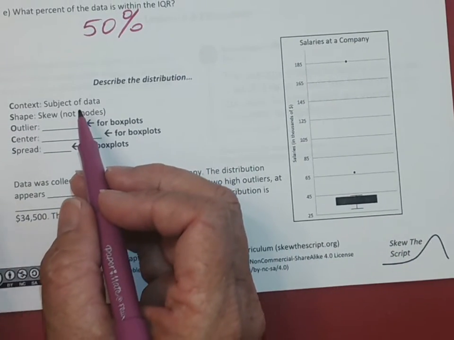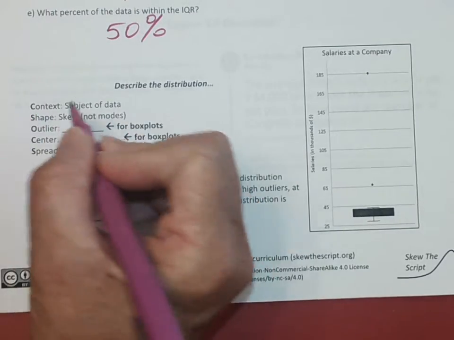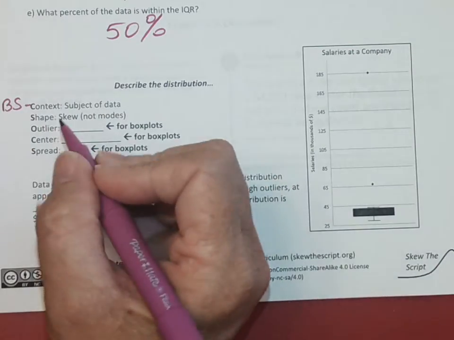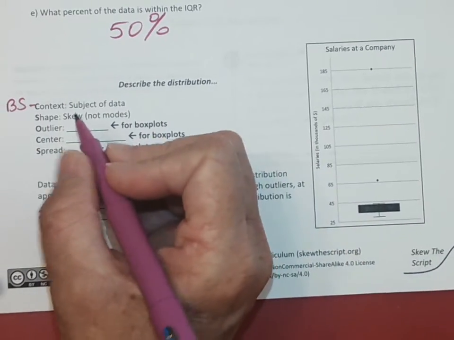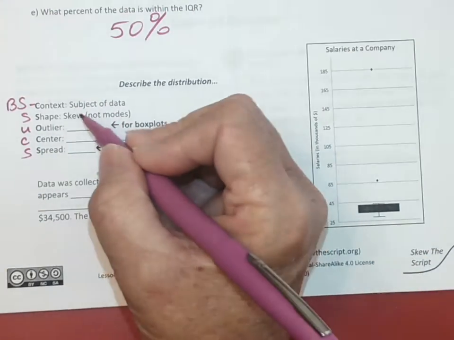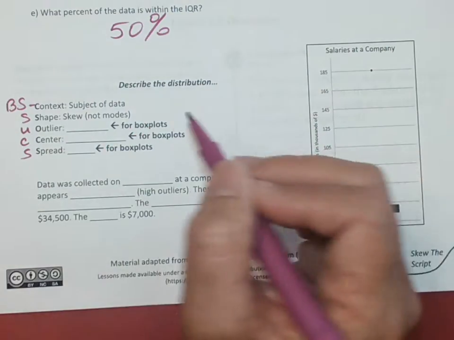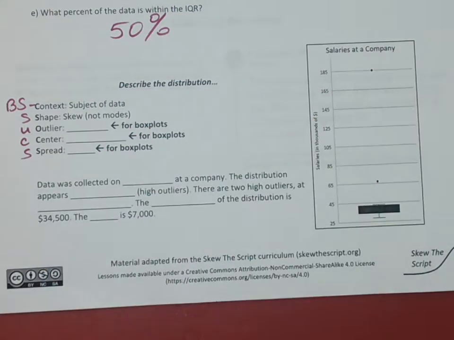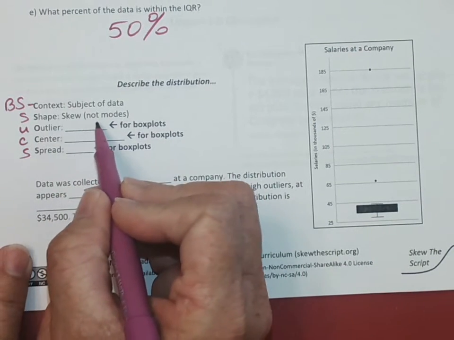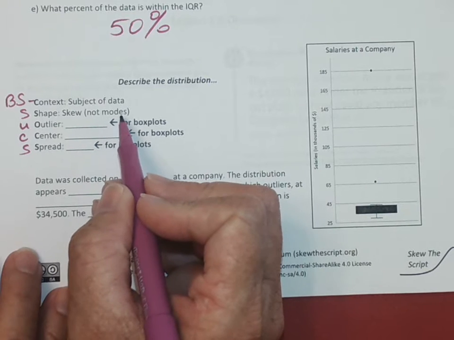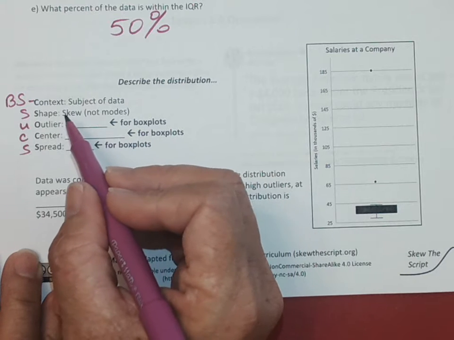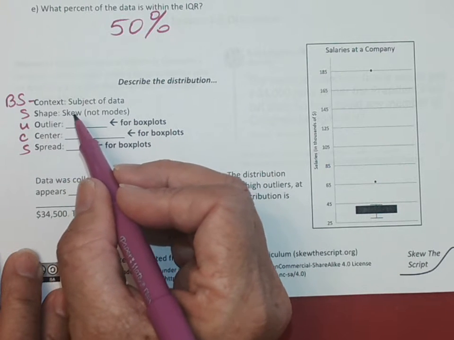And if we want to describe the distribution, remember the letters I use for context, I would say be specific or BS, and I would use CUSS as our letter, so CUSS. Again, some teachers use the SOCS. Whichever one helps you remember it is perfectly okay to use. Okay, so for the shape, we could talk about a skew, but we cannot talk about how many modes or how many peaks it has because we don't know in a box plot. So when you're asked to describe the distribution with a box plot, talk about the skew.